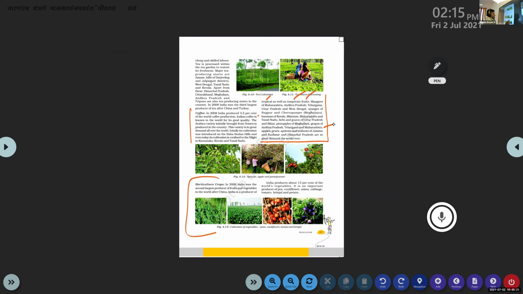India produces about 13% of the world's vegetables. Is that correct? Check it. Is that 13? Savio is observing very keenly. You got that? What, sir? Is a paragraph like this in your textbook? No, sir. Okay, let it be. No problem. So just understand: India produces about 13% of the world's vegetables. It is an important producer of pea, cauliflower, onion, cabbage, tomato, brinjal, and potato.